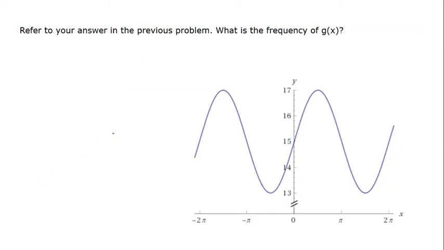Refer to your answer in the previous problem. What is the frequency of g of x? So the frequency is 1 over the period. In the last problem, we figured out that our period is 2 pi, so we're going to have 1 over 2 pi. That is our frequency.